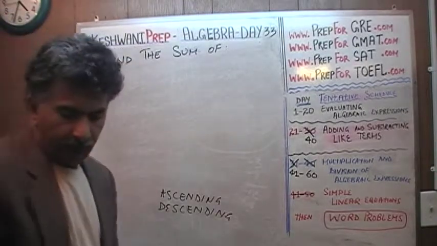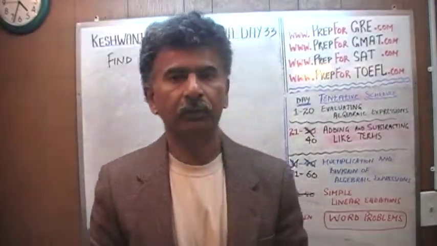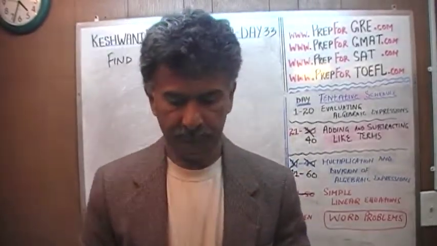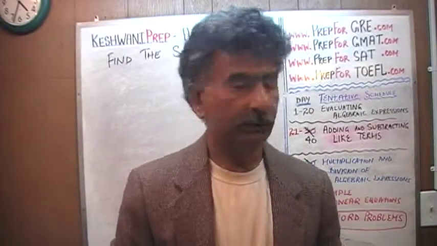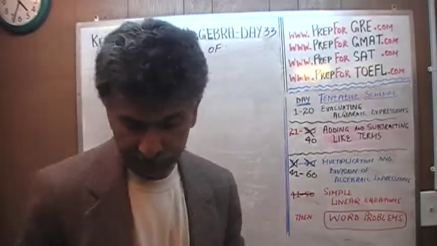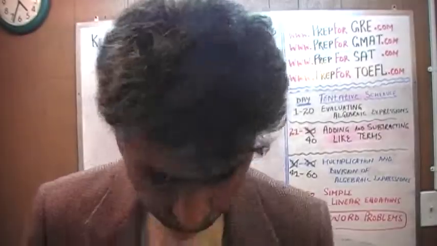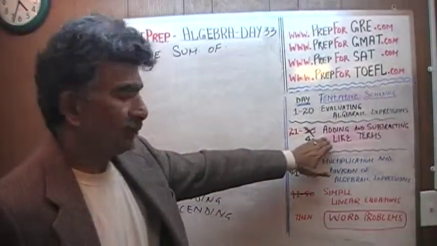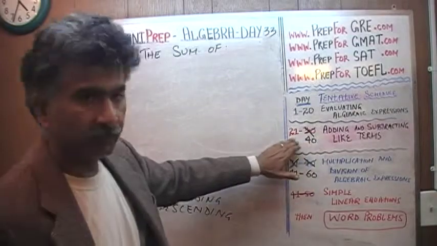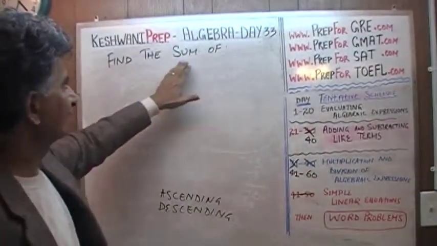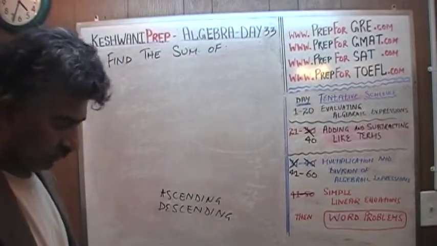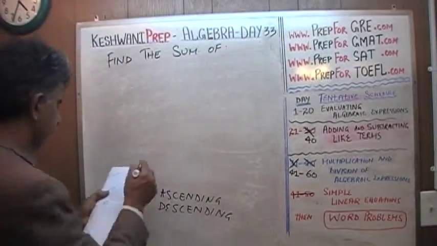We are here because we want to improve our algebraic skill, because we want to learn algebra. Today is our lesson number 33, day number 33. We've been learning how to add and subtract like terms from day number 21. Today our job is to find the sum of the expressions that I'm going to put on the blackboards. Here we go.